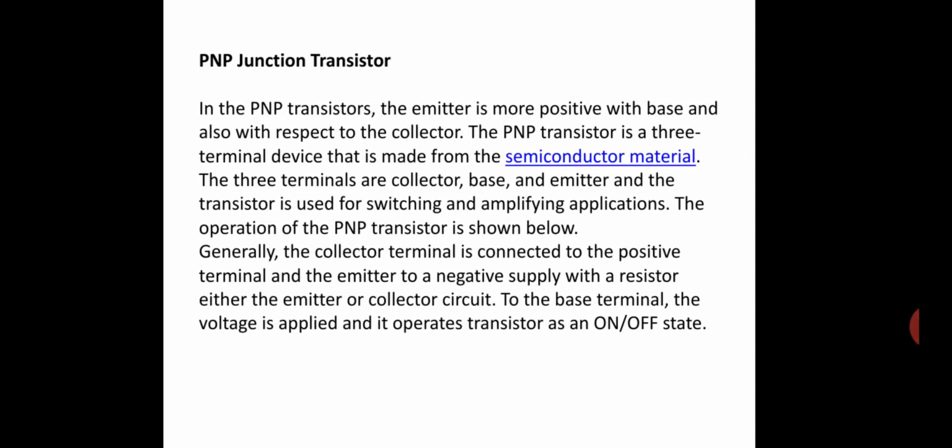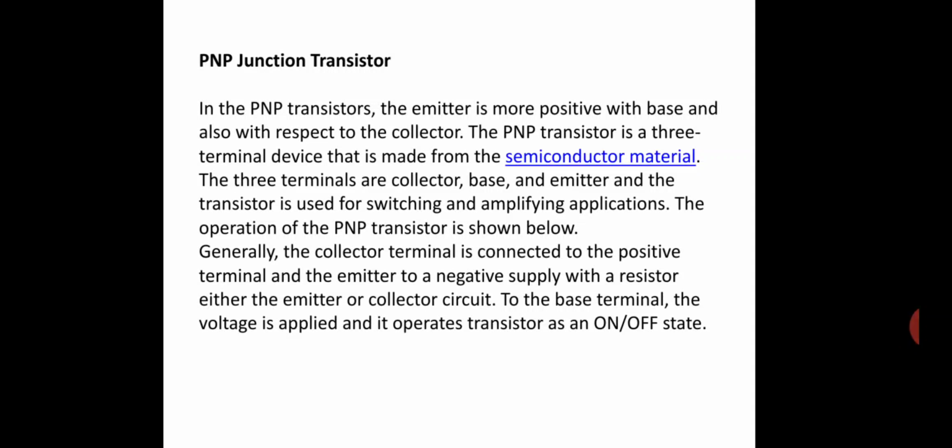In the PNP transistor, the emitter is more positive with respect to the base and also with respect to the collector. The PNP transistor is a three-terminal device that is made from semiconductor material. The three terminals are collector, base and emitter, and the transistor is used for switching and amplification applications. The operation of the PNP transistor is shown below.